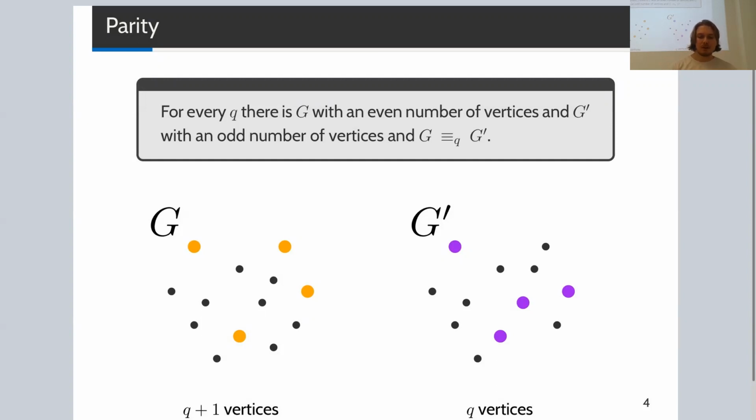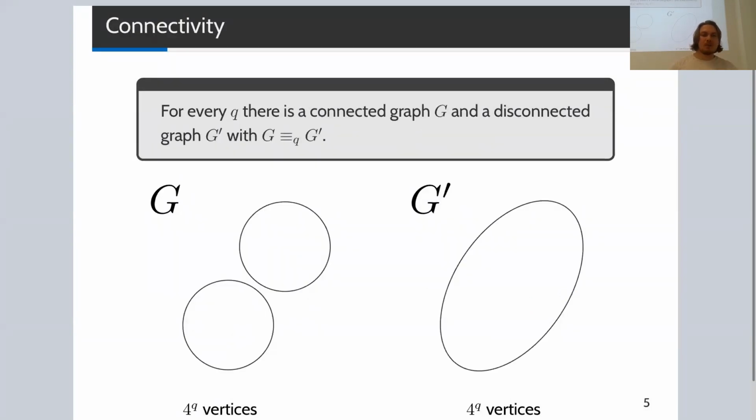And next, I would like to talk about a more complicated one. This is going to be about connectivity. Also, connectivity cannot be expressed in first-order logic. There's no formula that can tell connected graphs from disconnected graphs apart. And how are we going to show this? We're going to pick a q and then create a disconnected and a connected graph, G and G prime, that are q equivalent. And these two graphs look like this.